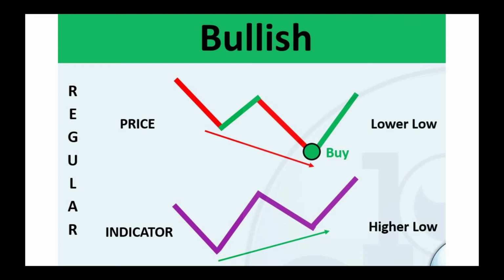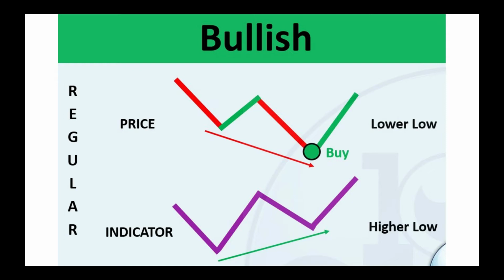What we need to know is that divergence can occur between the price of an asset and almost any technical or fundamental indicator data. The typical use by technical traders is when the price is moving in the opposite direction of a technical indicator. So right now on this screen we have regular divergence. So you know what it is.